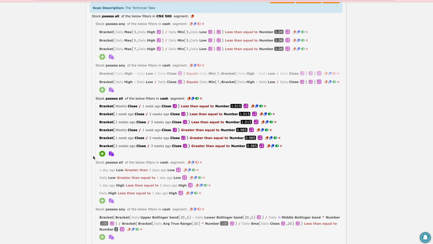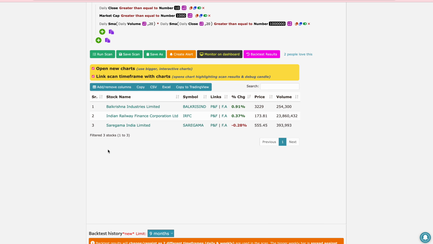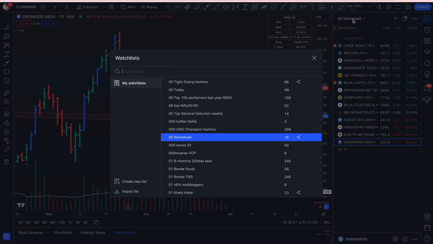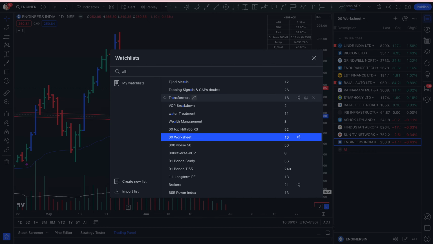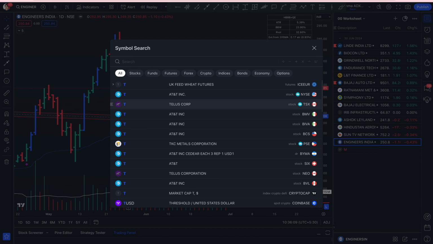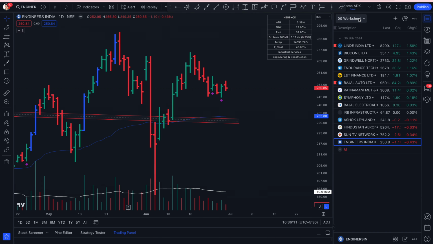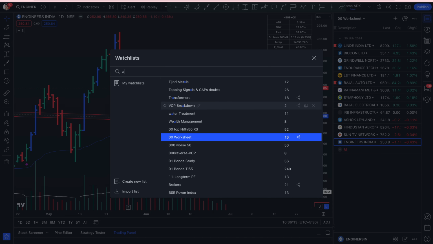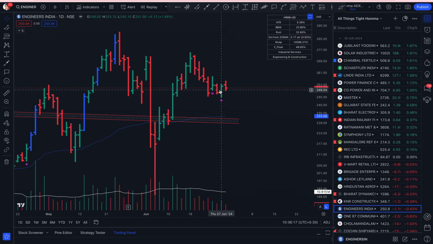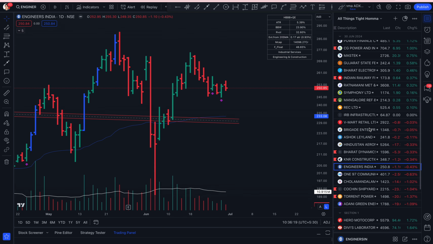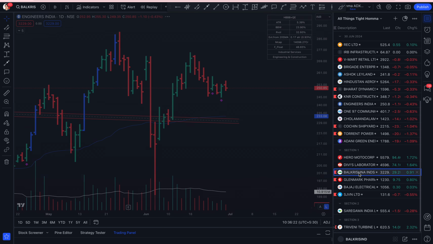Anyways, let's go and look at what 3 week tight close means. Balkrishna, BIS. Okay, let's go. Where is the all things tightness? All things tight. So the first name was BKT.